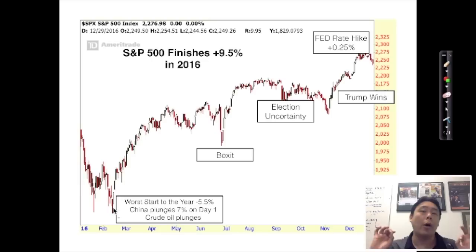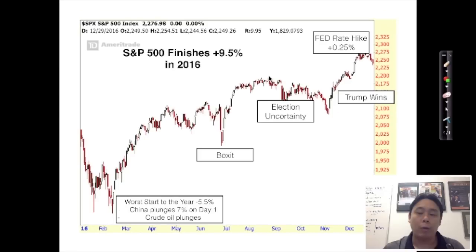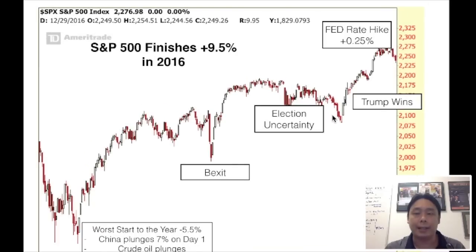And then sure enough, once oil stabilized and began recovering, the market recovered very strongly all the way to July. And then we had that temporary fall from Brexit. And within less than a couple of days, it made it all back and then some. When we went into September to November, we had the uncertainty of the US elections, and so the market went sideways and dipped slightly as well.